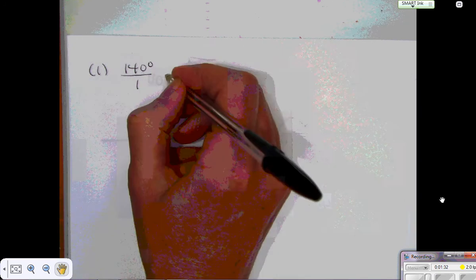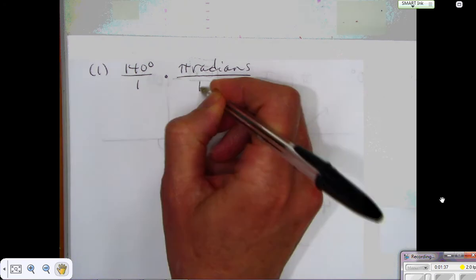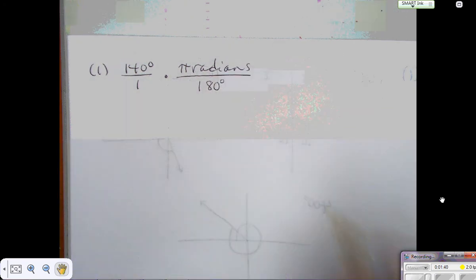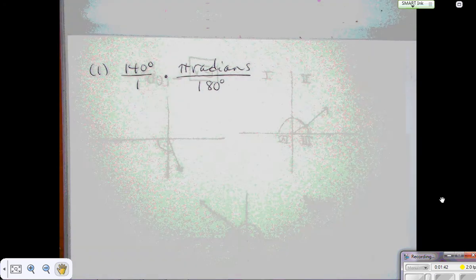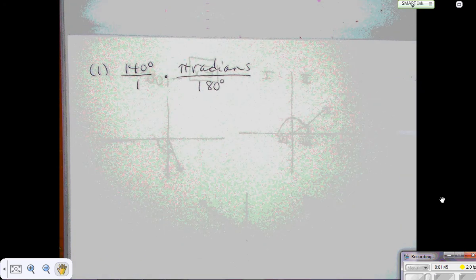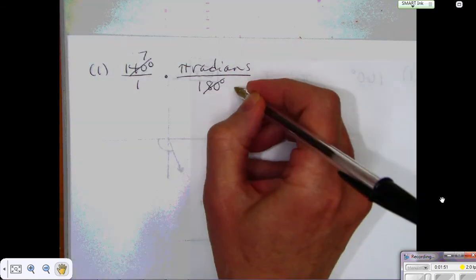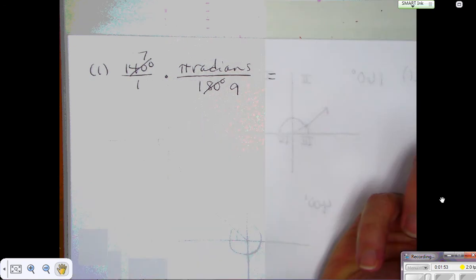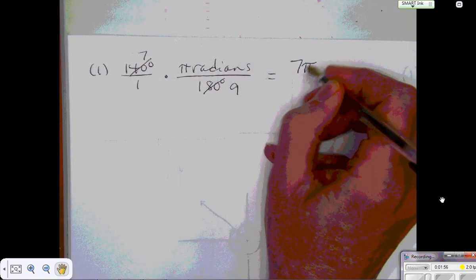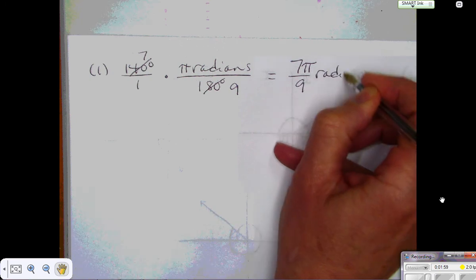Okay, so at the middle of your paper where it says rewrite each degree measure in radians and each radian measure in degrees, starting with the first one, number 1 is 140 degrees. So to change that to radians, I'm going to multiply by pi radians over 180. And I went ahead and put the degree measure over 1 because it is a whole number, and I can reduce both of those by 20. So this 140 divided by 20 is going to be 7, and the 180 divided by 20 is going to be 9. And then you can multiply straight across. So you'll have 7 pi over 9 radians.